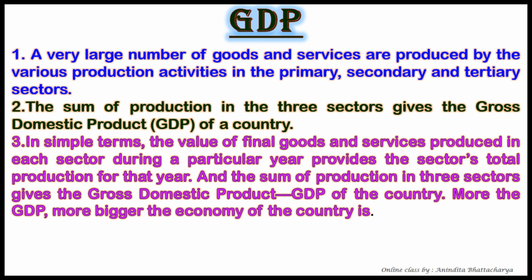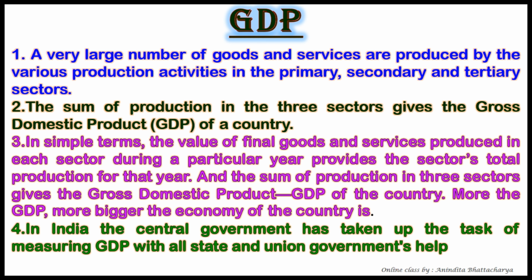So, in simple terms, the value of final goods and services produced in each sector during a particular year provides the sector's total production for that particular year. Okay, and the sum of production in the three sectors gives the gross domestic product, or we can say the GDP of the country. The more the GDP, the bigger the economy of the country is.